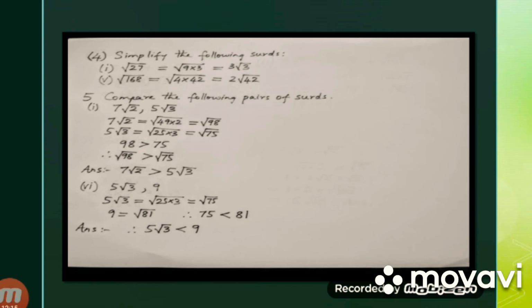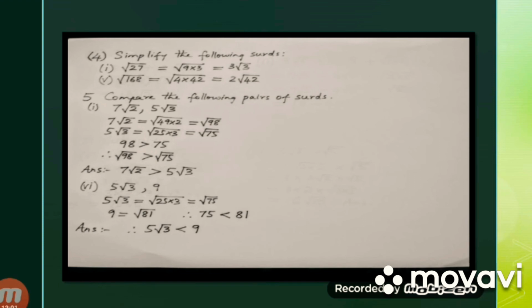Question number 5. Compare the following pairs of surds. 7 root 2 and 5 root 3. Now 7 root 2 becomes root of 49 into 2, because square root of 49 is 7. So that is equal to square root of 98. And 5 root 3 is equal to root of 25 into 3, and that is equal to root of 75. Here 98 is greater than 75, therefore root of 98 is greater than root of 75, and therefore the answer is 7 root 2 is greater than 5 root 3.